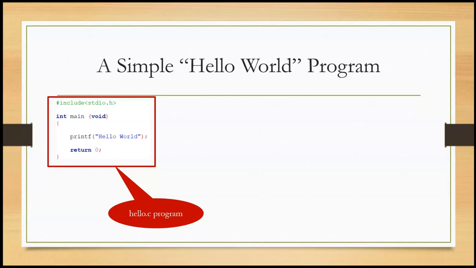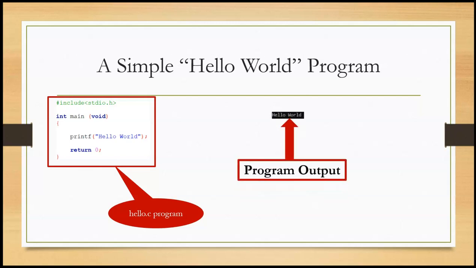Then we have a pair of braces, and inside this pair of braces we have two statements. The first one is printf hello world followed by semicolon, and the second statement is return 0 followed by semicolon. Now when we run this program, it gives the output hello world, or in other words, the hello world string that appears in double quotes inside the printf statement is printed on the output screen.